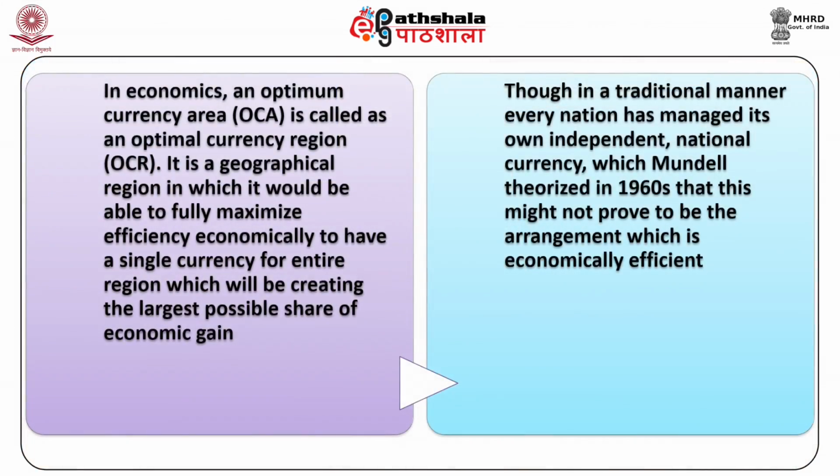In economics, an optimum currency area (OCA) is also called an optimal currency region (OCR). It is a geographical region in which it would maximize economic efficiency to have a single currency for the entire region, which would create the largest possible share of economic gain. Traditionally, every nation has managed its own independent national currency, which Mundell theorized in the 1960s might not be the economically efficient arrangement.